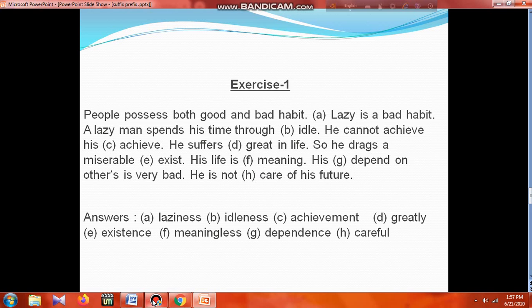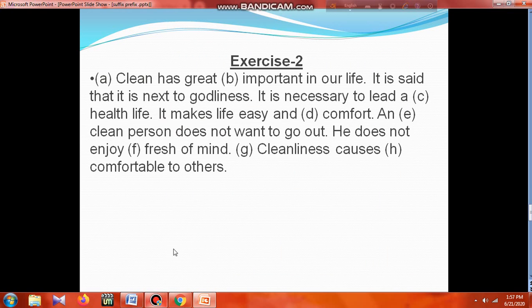Now we'll solve another exercise. It's about cleanliness. So clean has great importance in our life. So cleanliness has great importance in our life. It is said that it is next to godliness. So it is necessary to lead a dash life, healthy life. It makes life easy and comfortable. So comfort, it would be comfortable. -able would be added, and a clean person doesn't want to go out.